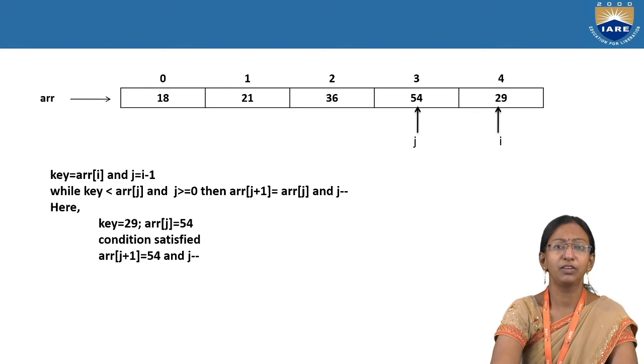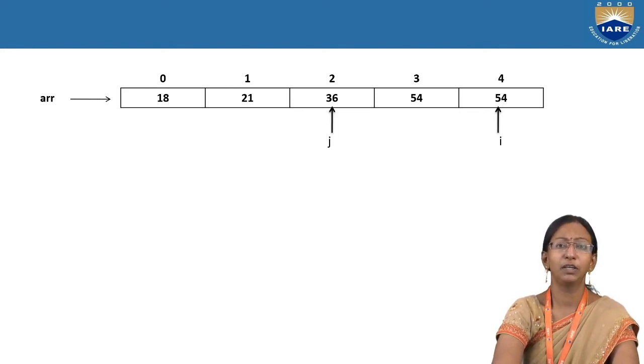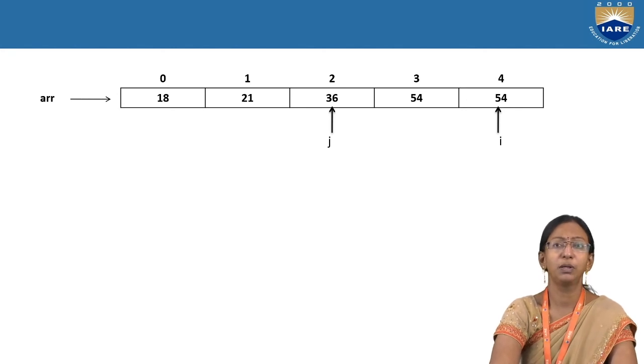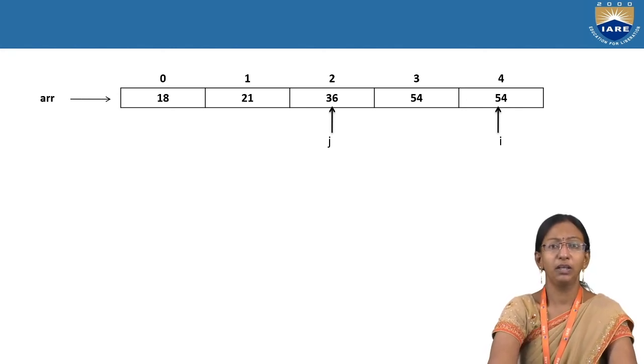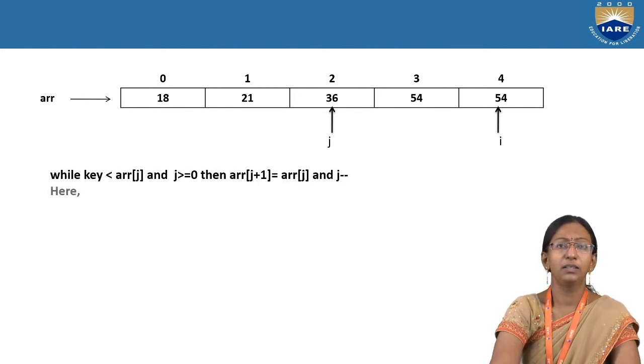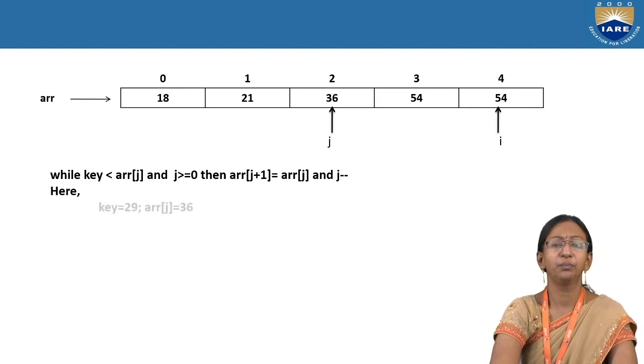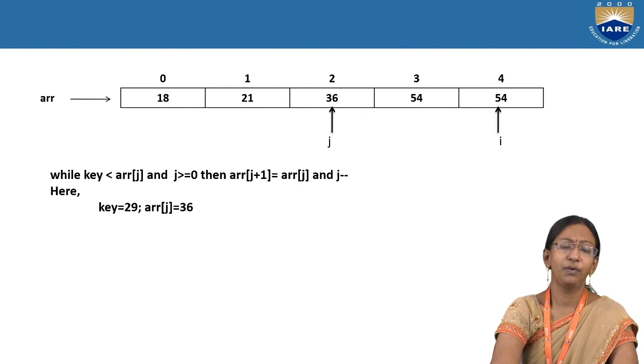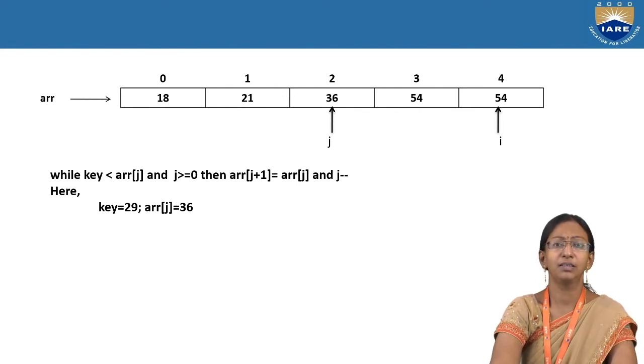54 will be placed and j will be decremented. So have a look at this one, at index 4, 54 is being placed. Don't worry, key is holding 29. We didn't lose the data yet. Okay, so as j got decremented, the loop still prevails. So have a look at the values. Key is 29 and the value pointed by j is 36.